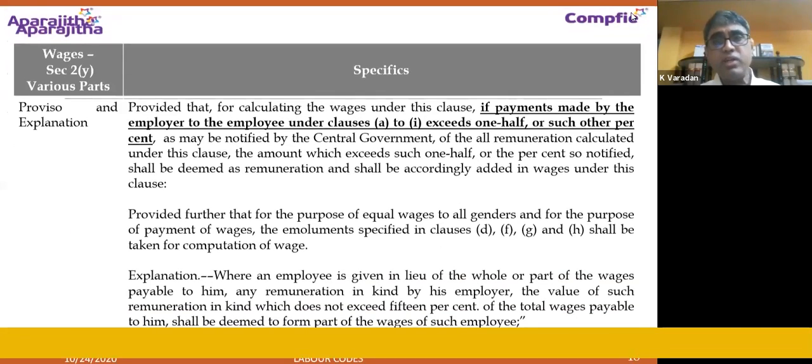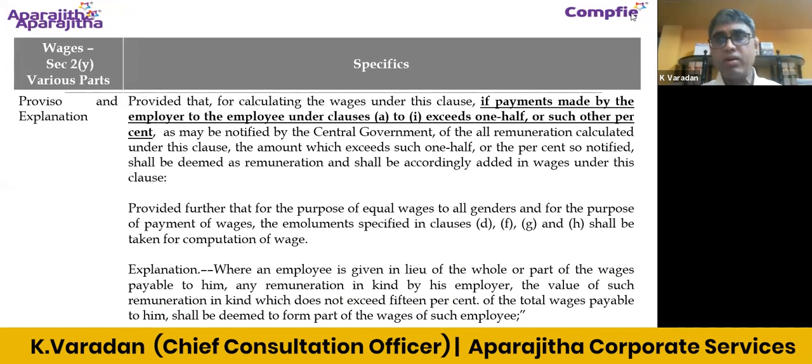Again, this definition continues, and the proviso part very clearly says if payments made by the employer to the employee under clauses A to I. We saw that there is an exclusion part, there are A to K, 11 clauses we saw there, but the total sum when it is calculated from A to I, if that exceeds one half, which means if it goes beyond 50% of the total remuneration, then that cannot go beyond. If it goes beyond that, then that excess would also be automatically treated as wages. That is what is mentioned here in the proviso, right?